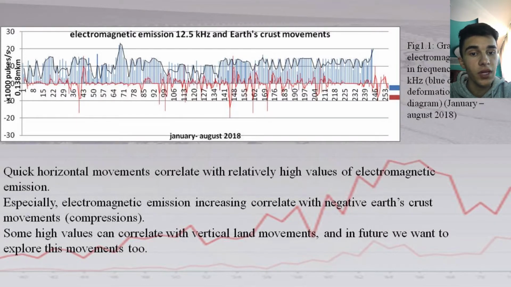Deformation of rocks, red diagram, in the period January-August 2018. Analyzing it, we can see that quick horizontal movements trigger intensive changes in electromagnetic emission. Especially, electromagnetic emission increase correlates with negative earth crust movements, with compressions. But sometimes we can notice that electromagnetic emission increases without intensive horizontal movements. Vertical land movements, which we cannot explore, can trigger it.